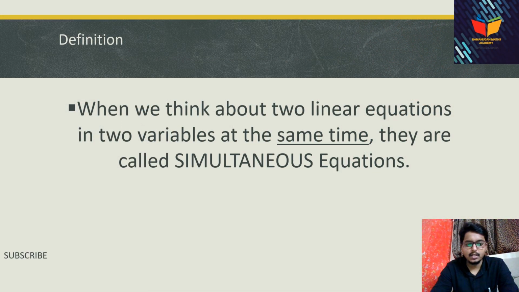So the definition, you can see on the screen. When we think about two linear equations in two variables at the same time, they are called simultaneous equations. So it is the simple definition of simultaneous equation. We will now see the examples of simultaneous equations.